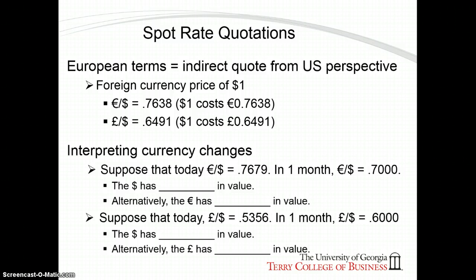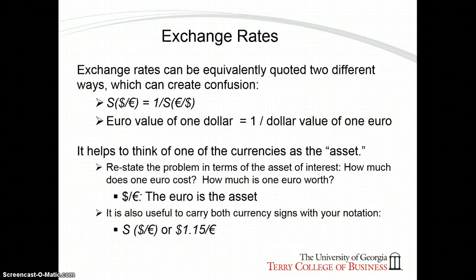That's because $1 now buys fewer euros. At the same time, the euro has increased in value. It's appreciated relative to the dollar. It takes fewer euros now to buy a dollar. Again, see if you can work out the changes in the second example, which uses European term quotes for the dollar in terms of the pound. So fill in those blanks.